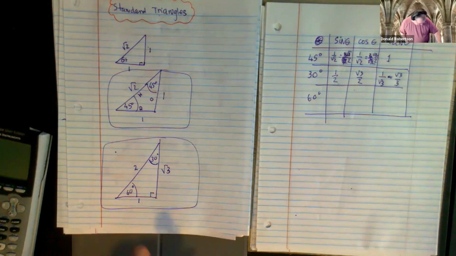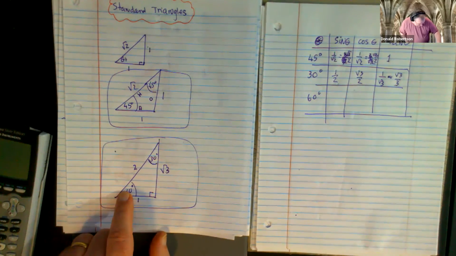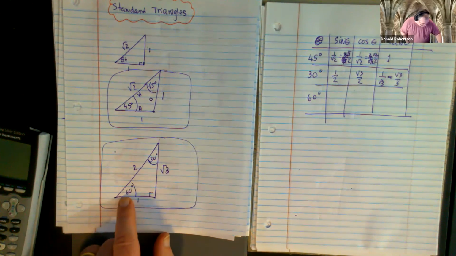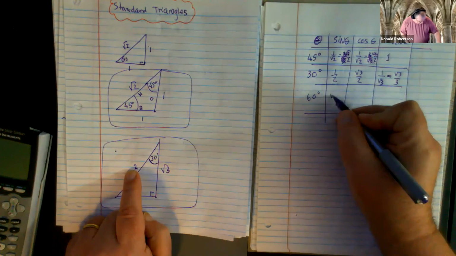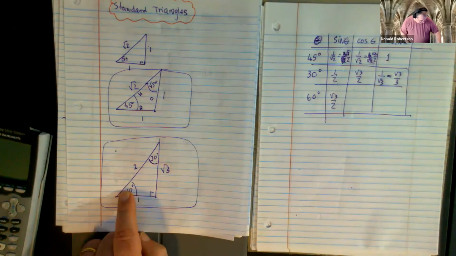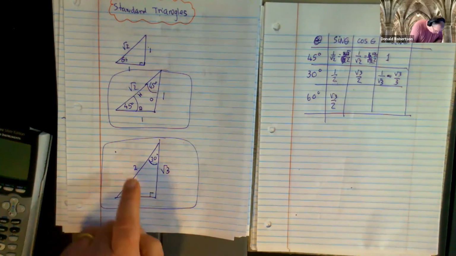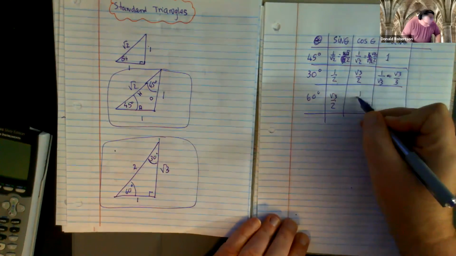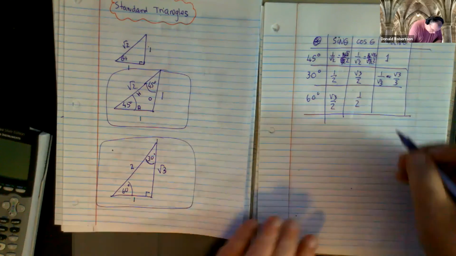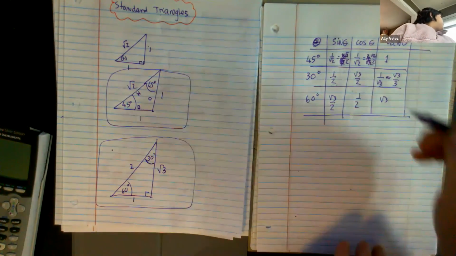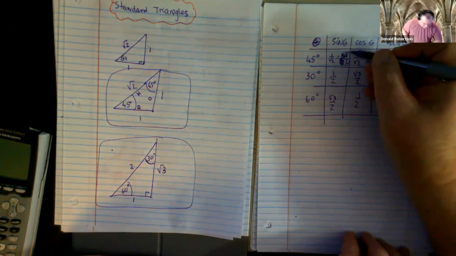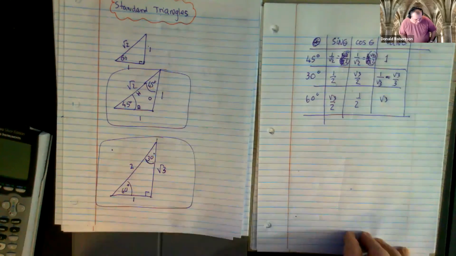Right, 60 degrees. Sine of 60 degrees is opposite over hypotenuse, root 3 over 2. Cosine of 60 degrees is adjacent over hypotenuse. And tangent is opposite over adjacent, root 3 over 1, which we just call root 3. Make sure you got those two right. Root 2 over 2. All the others fit well.